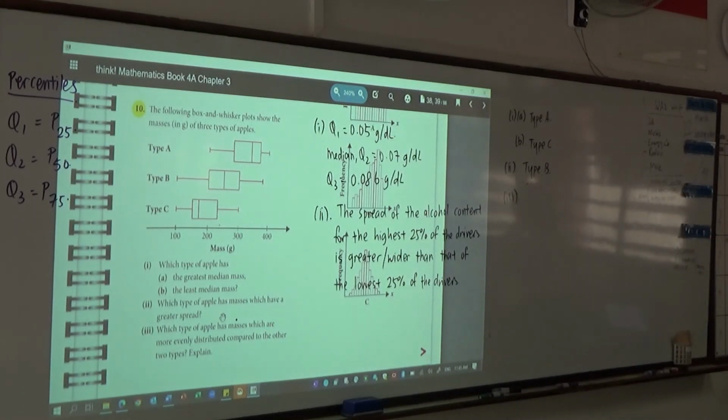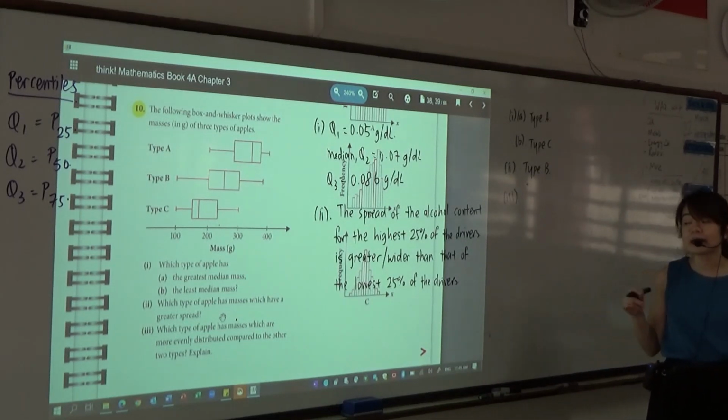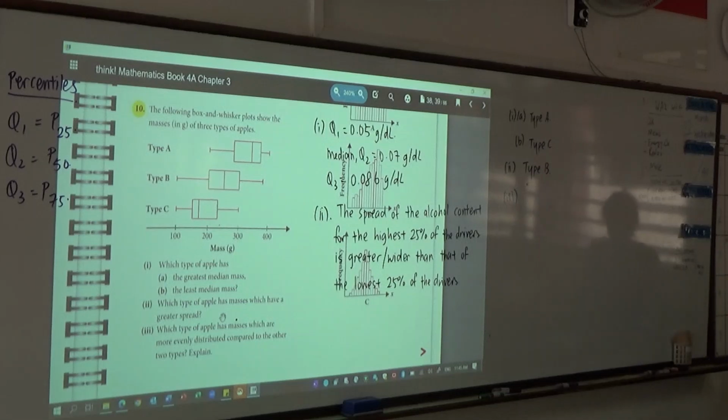It says which type of apple has masses which are more evenly distributed compared to the other two types, and they're asking you to explain. So in this particular question, what will you actually choose? Jovia is not here. Using yesterday already, right? Shishan, what do you think? Which one actually is more evenly distributed? B is more evenly distributed.